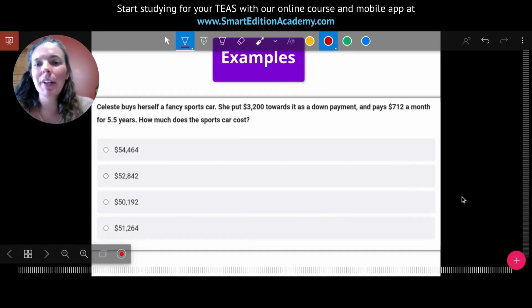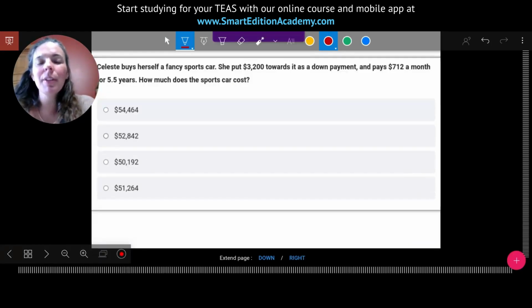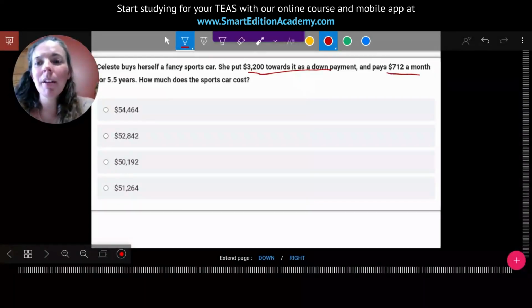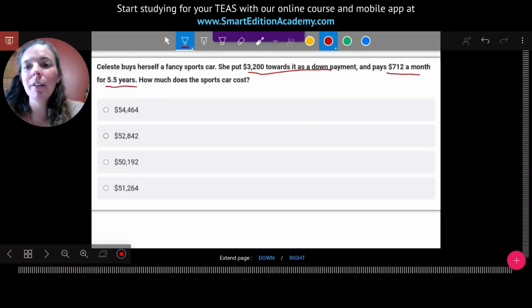Celeste buys herself a fancy sports car. She put $3,200 towards it as a down payment and pays $712 a month for 5.5 years. How much does the sports car cost? So the total cost of this car is going to be her down payment, plus her monthly payment over the whole course of her loan. Okay, and our question is how much does it cost at the end?